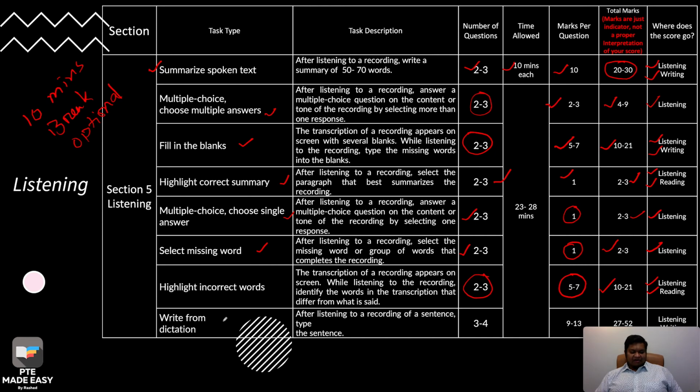Next is write from dictation. In write from dictation, you will have 3 to 4 questions. Each question has 9 to 13 marks, and that means total mark for this question type will be between 27 to 52 marks, and the marking goes to listening as well as writing.